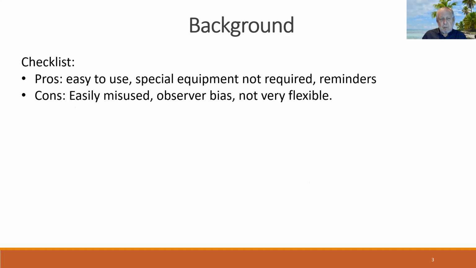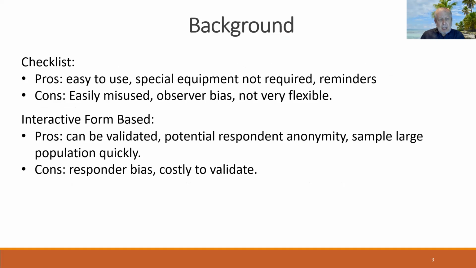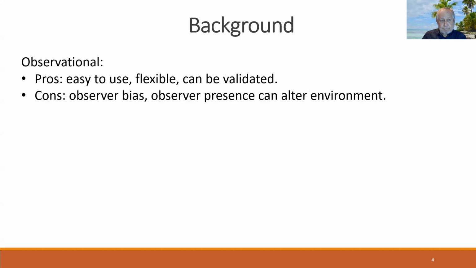The checklist is nice because it's easy to use. No special equipment required, and it gives you reminders of what to do. I like checklists personally for a lot of different things. Cons are they're easily misused, observer bias, and not very flexible. Interactive form-based: pros are it can be validated, potential respondent anonymity, and it can sample a large population quickly. Cons are responder bias, and it's costly to validate. Interactive formats are when you give somebody something to fill out. And nowadays, of course, they can probably do it on their phone.